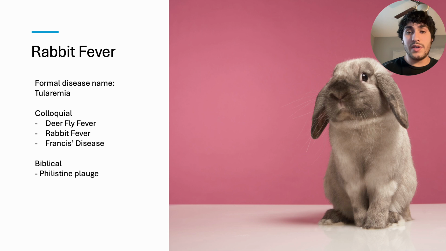So, tularemia, otherwise known as rabbit fever, deerfly fever, or Francis's disease, is a disease that occurs mainly in animals, but we saw the jump later to humans, so we can note it as zoonotic. It's also interesting, it might have been the biblical Philistine plague. There are some papers that talk about that.